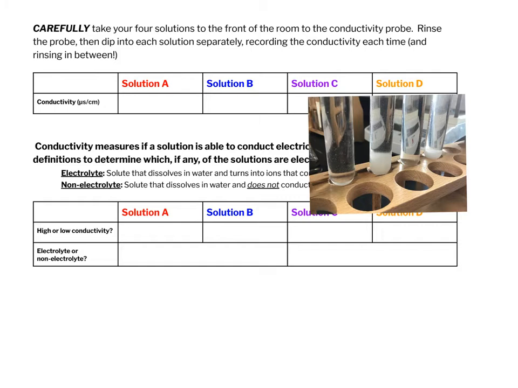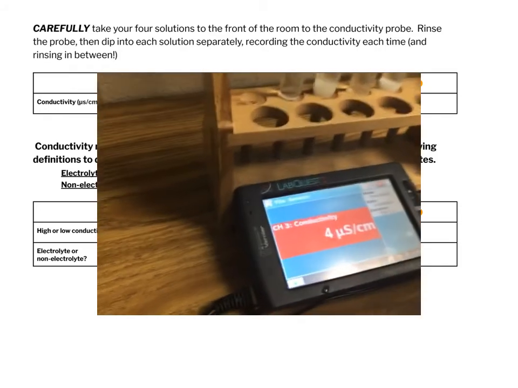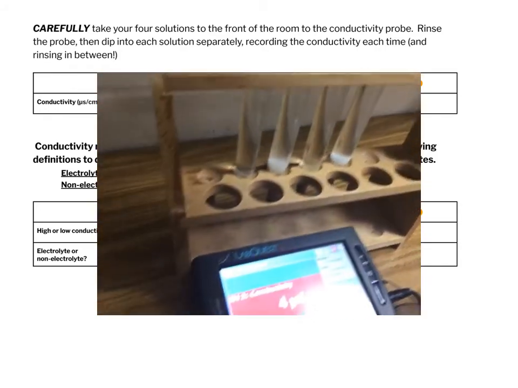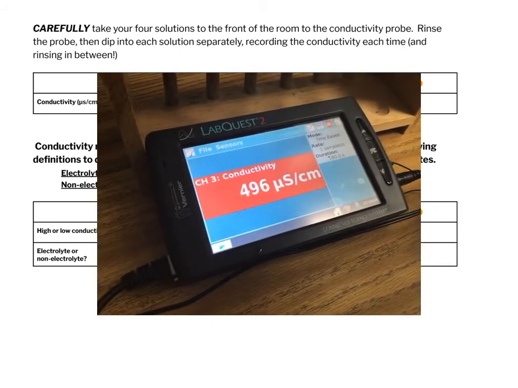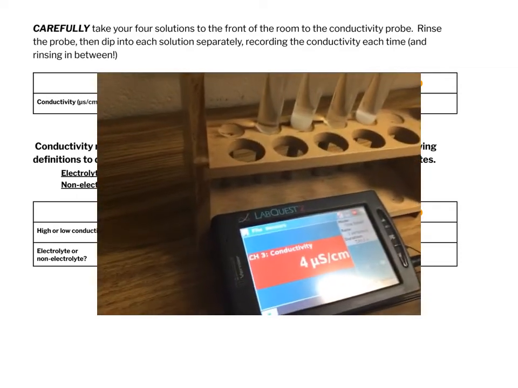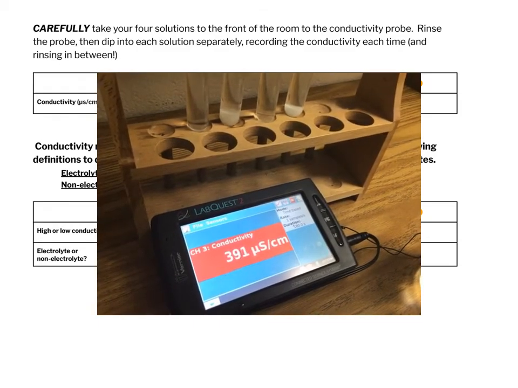Next, it says, carefully take your 4 solutions to the front of the room to the conductivity probe, rinse the probe, dip it into each solution, recording the conductivity of each. This is a conductivity probe. It measures conductivity in a unit called microsiemens per centimeter. We'll put it in test tube A, 496. Rinsing it off. Test tube B, 389.